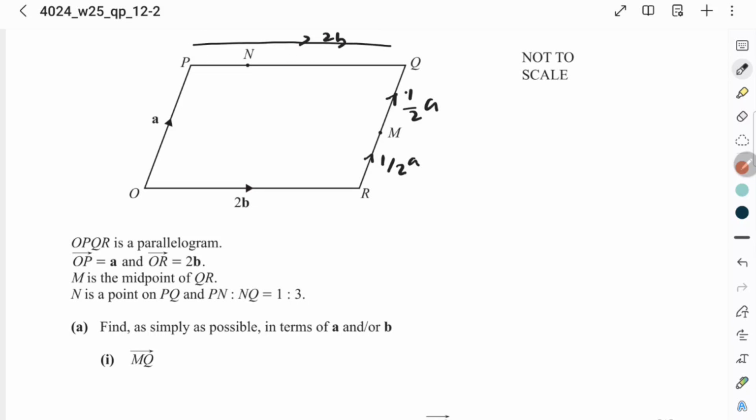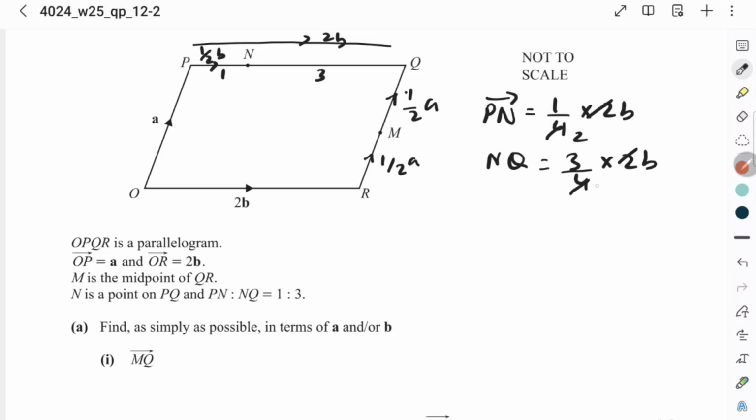Now N is a point on PQ. PN is 2, NQ is 1, so 2 to 3. It means total ratio is 4. So PN will be 1 upon 4 of 2b. Okay. So PN is equal to 1 upon 4 of 2b, which means half b. And then obviously the other one will be 3/4. So NQ will be equal to 3/4 of 2b. That is equal to 3 upon 2 of b. All right.